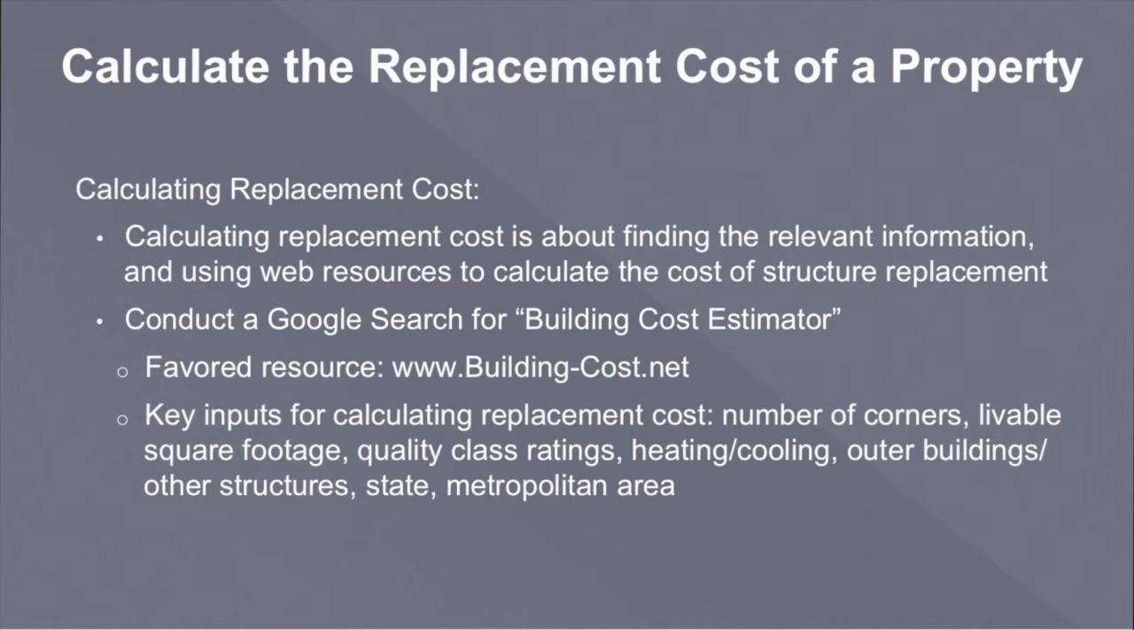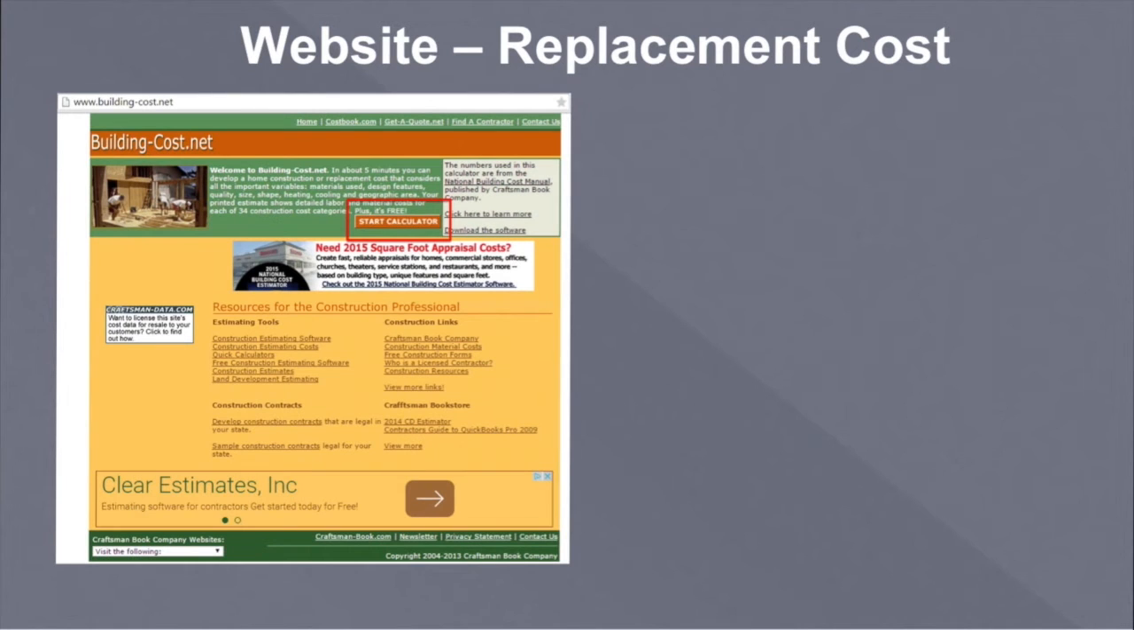The key inputs for calculating replacement cost are things like number of corners, livable square footage, quality class ratings like A, B, or C class, heating and cooling, are there other buildings on the property, and then what is the geographic area? Because costs vary by area a lot, don't they? In business unfriendly environments, remember in the last lesson, I talked about California versus Texas. And in so doing, you look at it, it's much less expensive to build a property, a home or an apartment complex in Texas than it is in California because of the business friendliness factor. So the geography really does matter when you're looking at this kind of stuff, okay? So let's check this out. Let's dive in together. You just go to the website I mentioned.